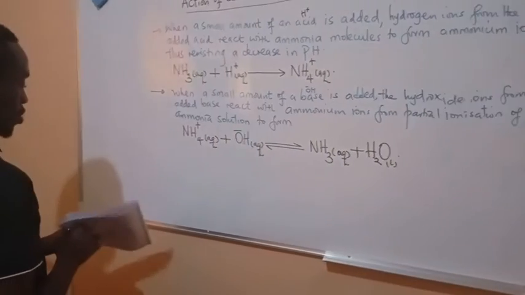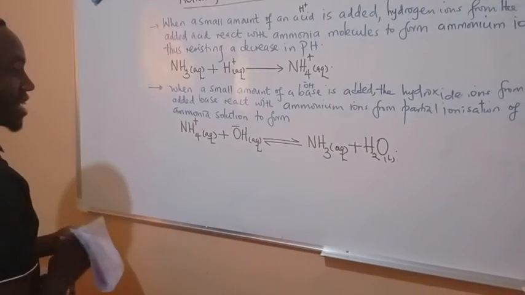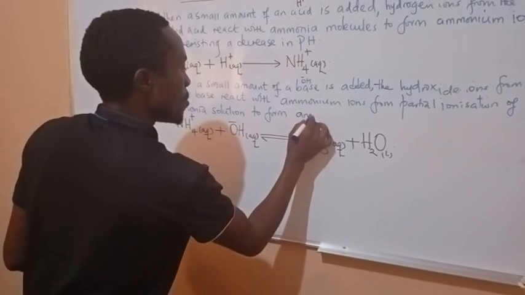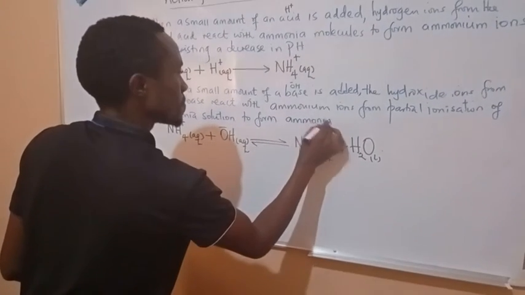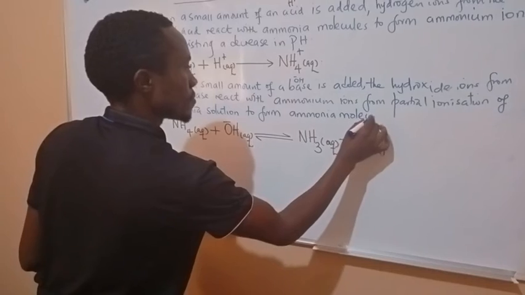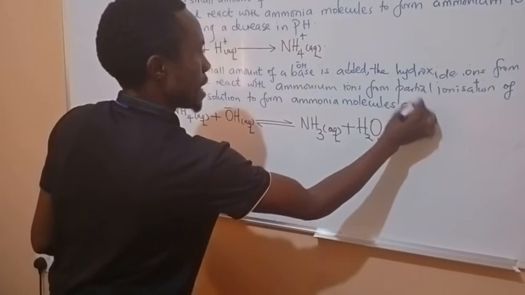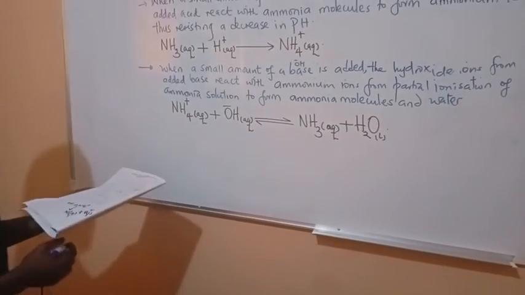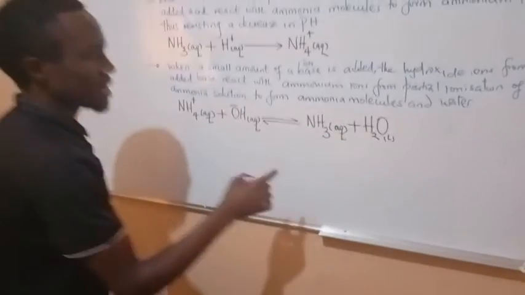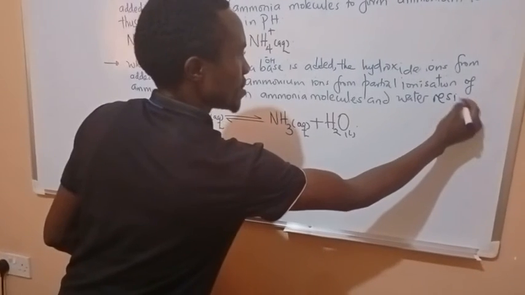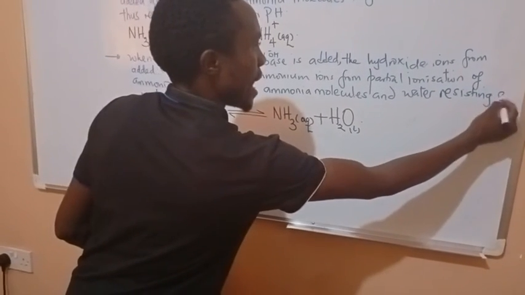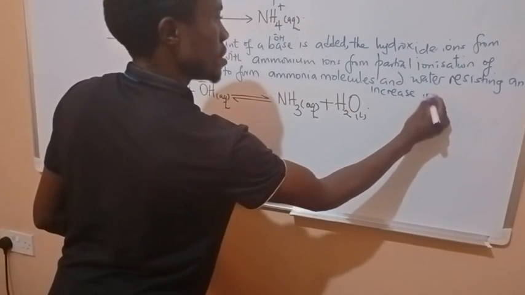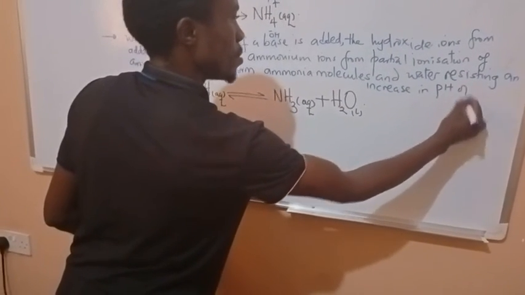So if you're not sure, you can first write an equation somewhere, and then you bring to form ammonia molecules and water. What would this imply? When you form ammonia molecules and water, this resists an increase in pH of the solution.